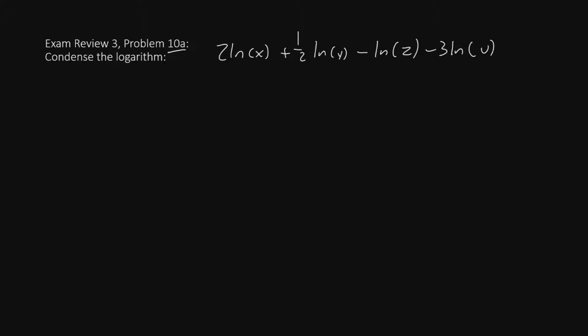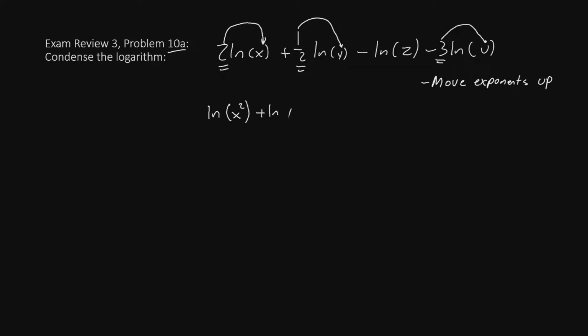The first thing we should do here is go ahead and move our exponents up to the top. So these numbers written in front are going to become the exponents. So we'll have natural log of x squared plus natural log of y to the 1/2 minus natural log of z minus natural log of u to the 3rd power.